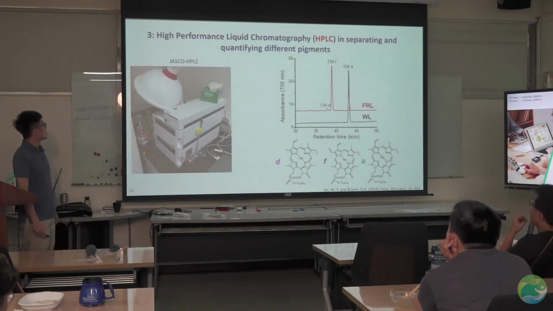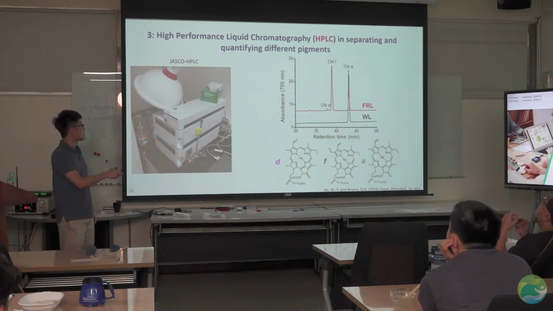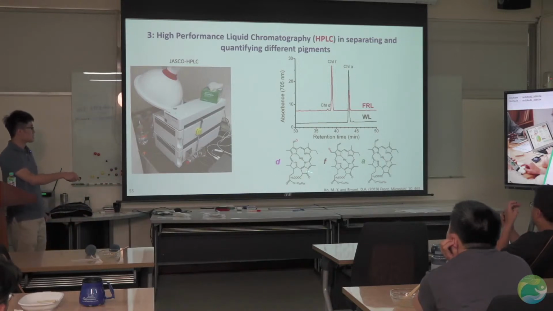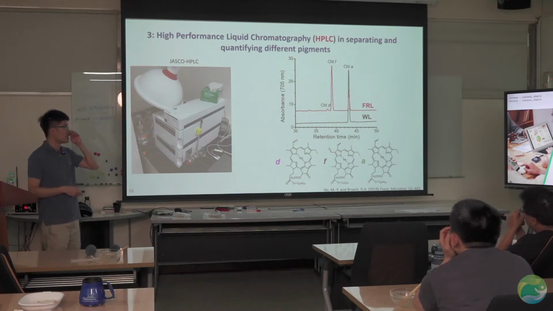And we also use HPLC to quantify and differentiate different pigments like chlorophyll A, F, and D. Although they are quite similar in their structures, we can still separate them using the programs running in our lab.